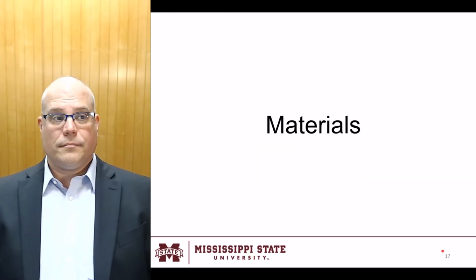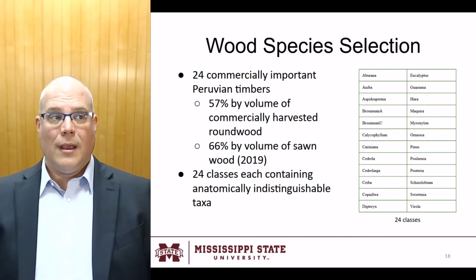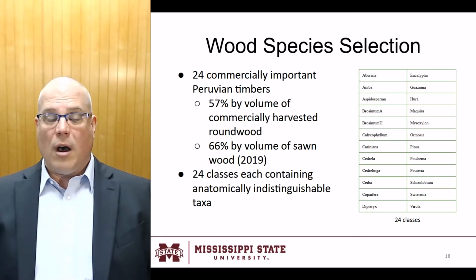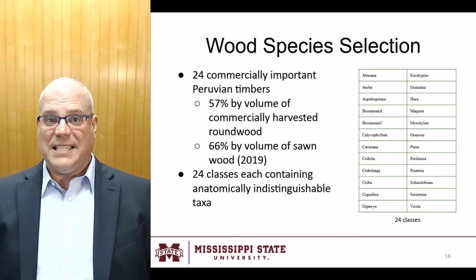Materials. We selected 24 commercially important Peruvian timbers, representing 57% by volume of commercially harvested roundwood and 66% by volume of sawnwood. These are 2019 statistics.